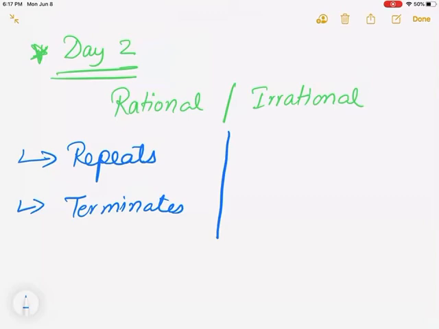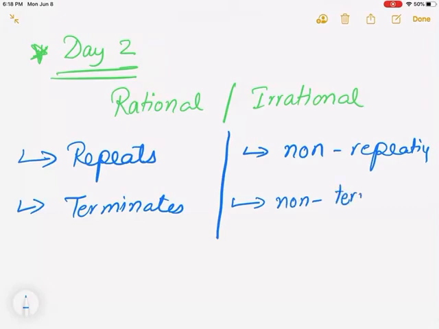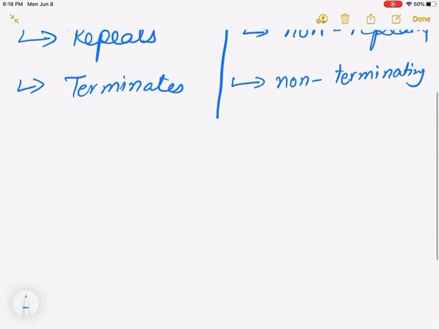Something that's non-repeating means there's no pattern that repeats. So a non-repeating and non-terminating decimal is irrational. Simple. All right, so rational is something that repeats and terminates, and irrational is something that does not repeat and is non-terminating. Okay, here comes the first example.